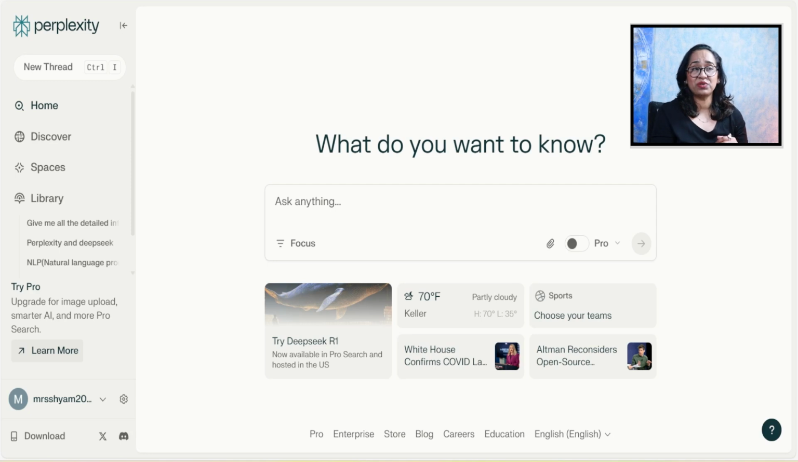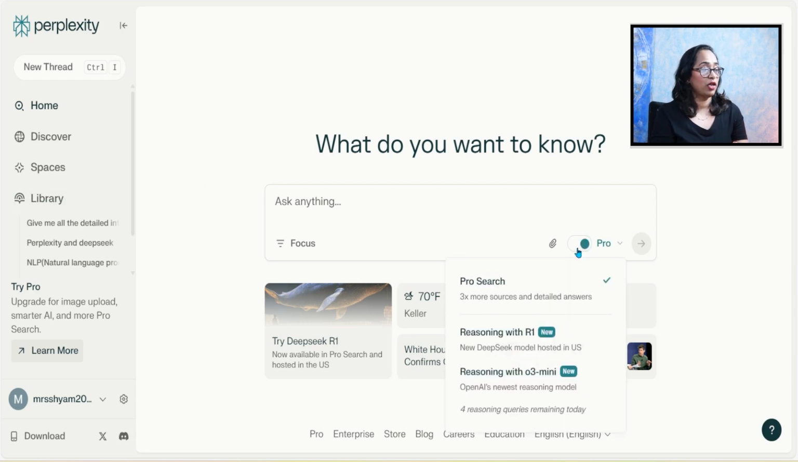For today's demonstration purposes, I am going to be demonstrating one query. And if you have a free Perplexity account, you can try 5 different searches per day. To activate that reasoning capability, you will have to go ahead and click on this little pro icon here.